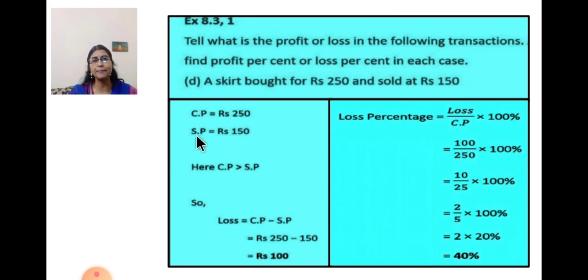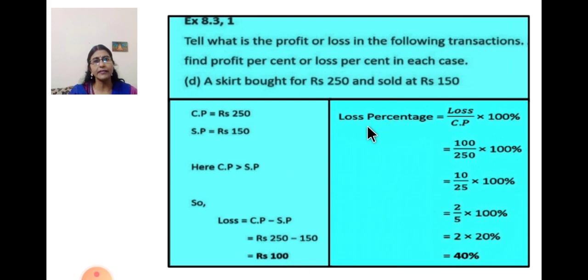Here you will see CP is more than SP. So CP is greater than SP. So that means there is a loss, and loss is CP minus SP. And then we will substitute the value rupees 250. CP was 250, so we'll write 250 minus 150, SP is 150, and then we'll subtract: 100.